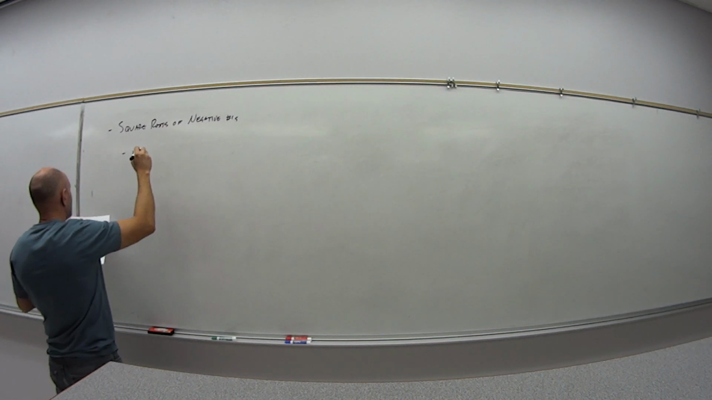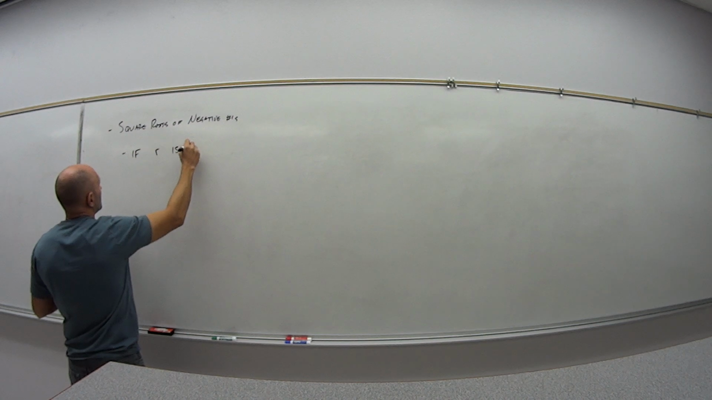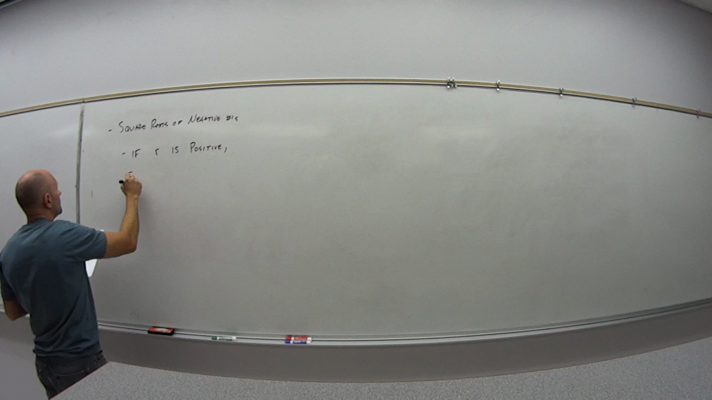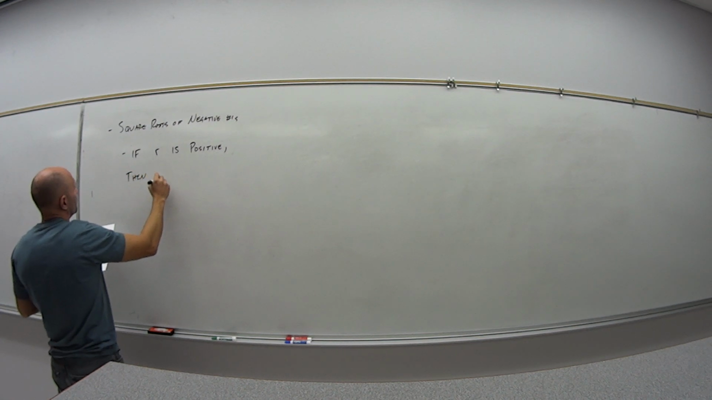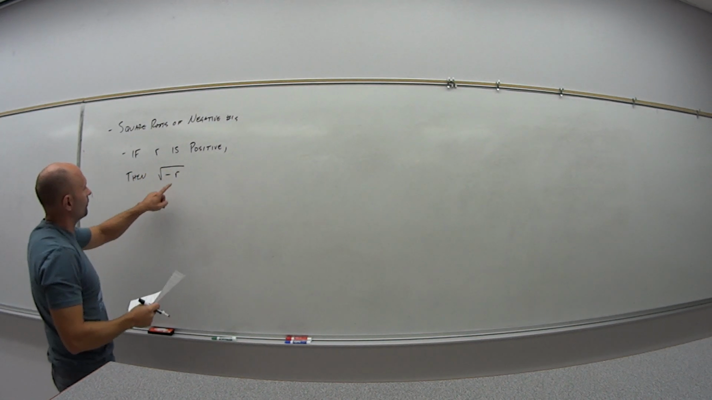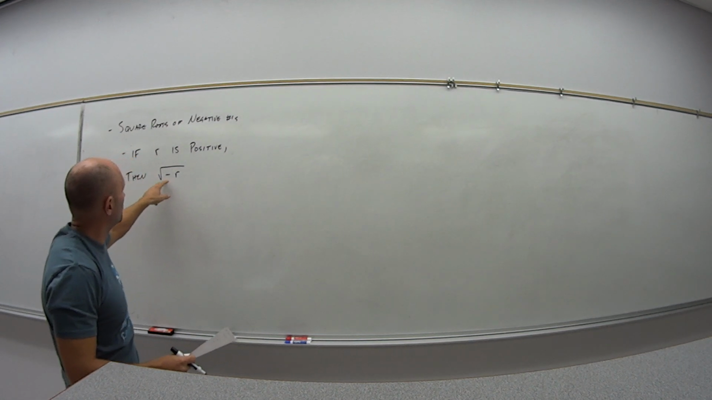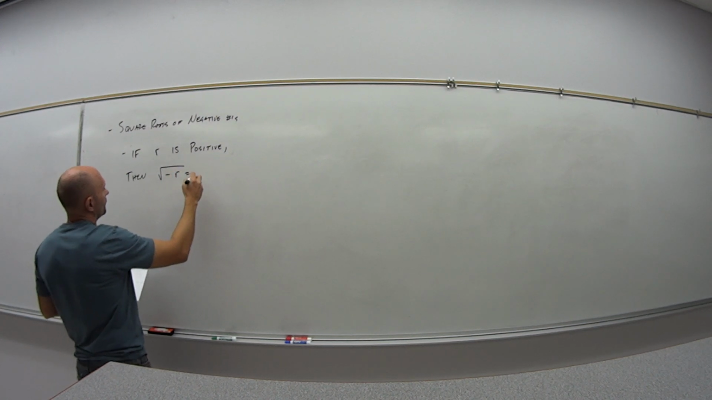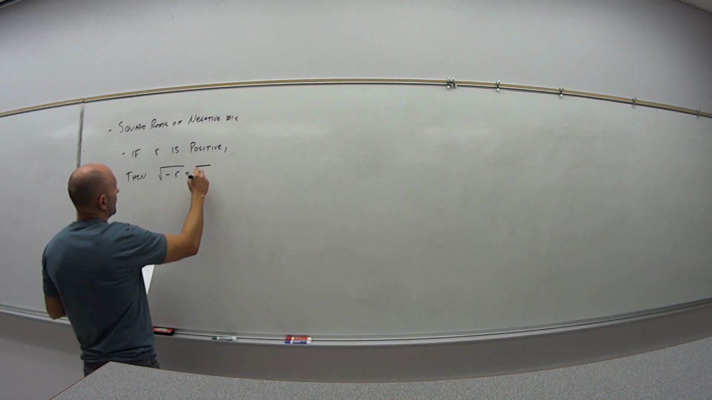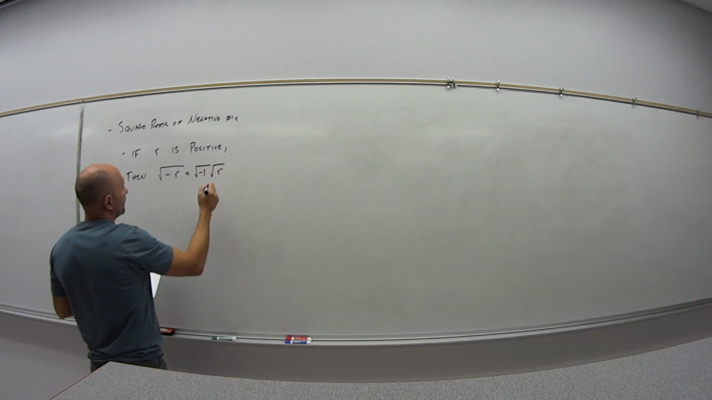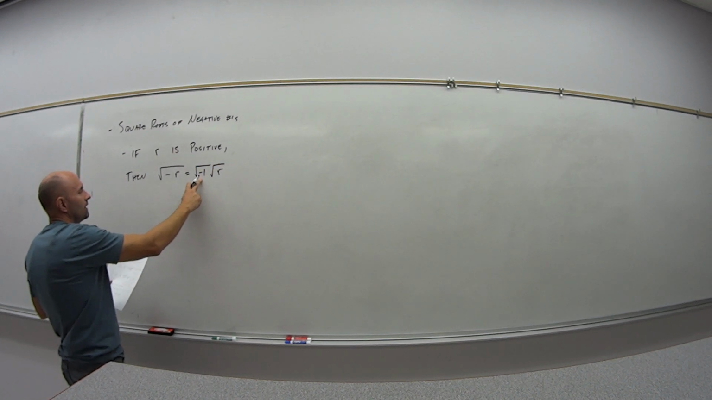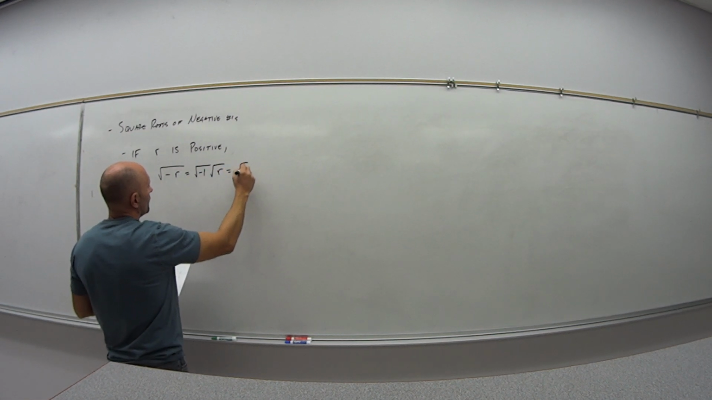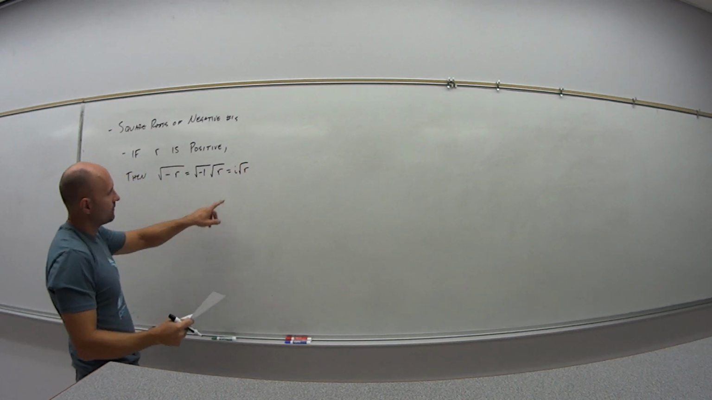We have the following: if r is positive, then the square root of negative r, so this is the square root of a negative number. Well, by our radical rules, this is the same as the square root of -1 times the square root of r. We know that the square root of -1 from video 1 is i, so this becomes i times the square root of r, and I'm going to put i in the front.